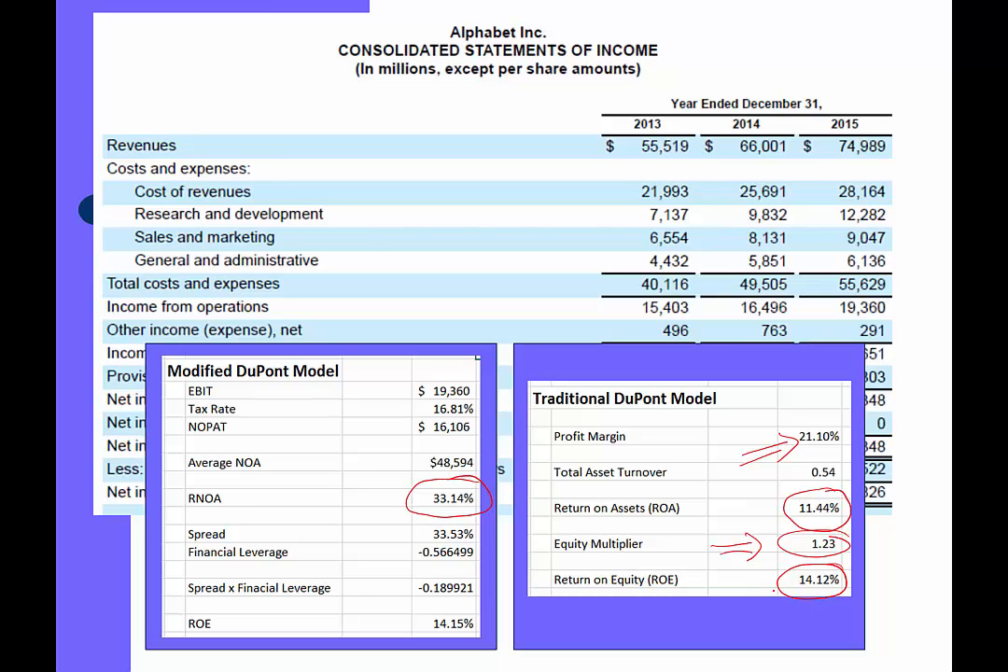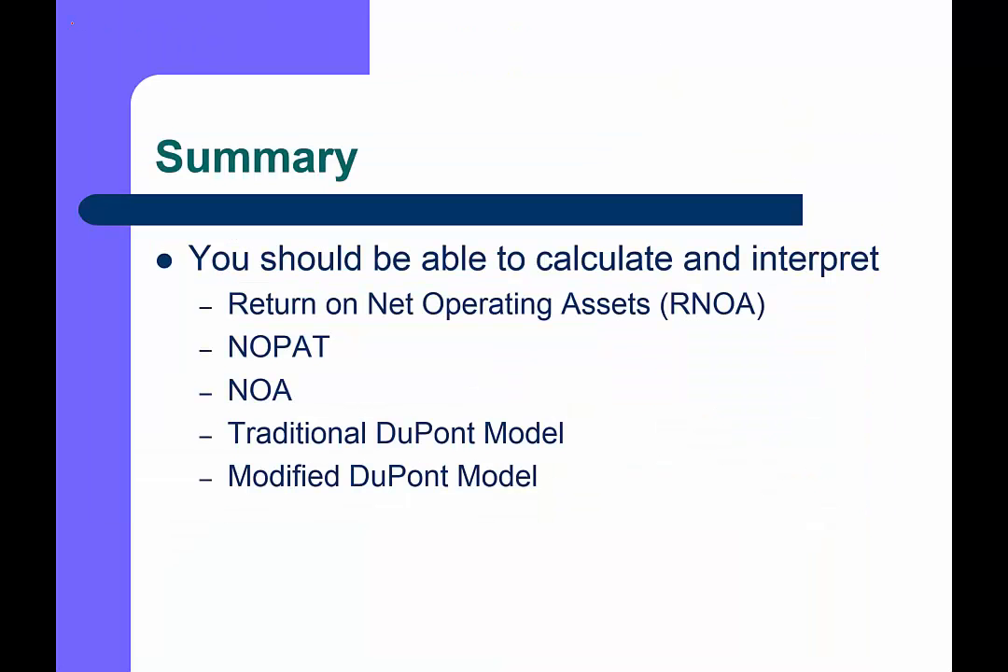This model shows something very different. If they could earn their return on net operating assets, they'd have a return of 33%. Their use of leverage, and particularly their high cash balances, are actually hurting their shareholders, and their return on equity is much lower than the return on net operating assets because of the holding of all of this cash. Okay, so there's the end of this piece.